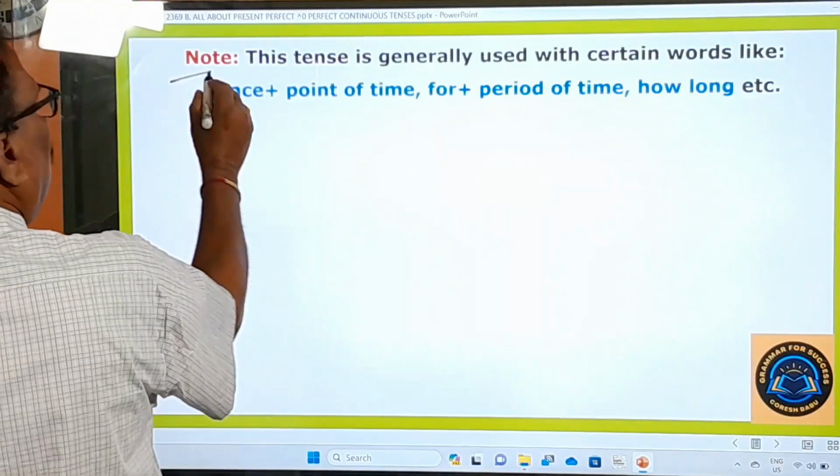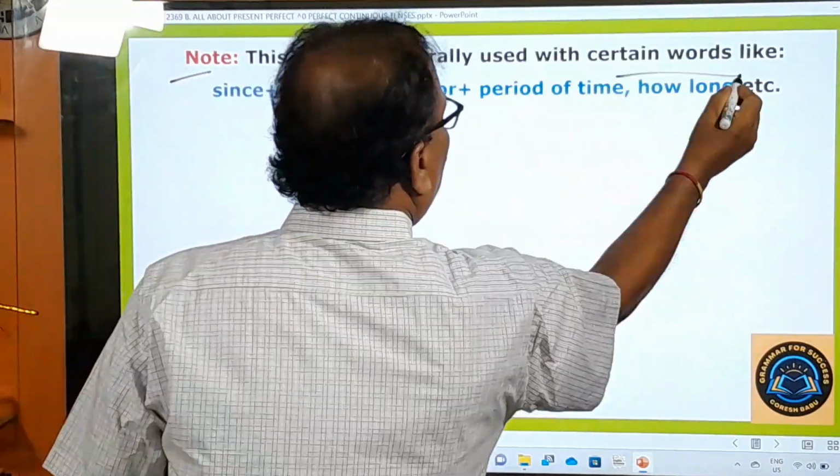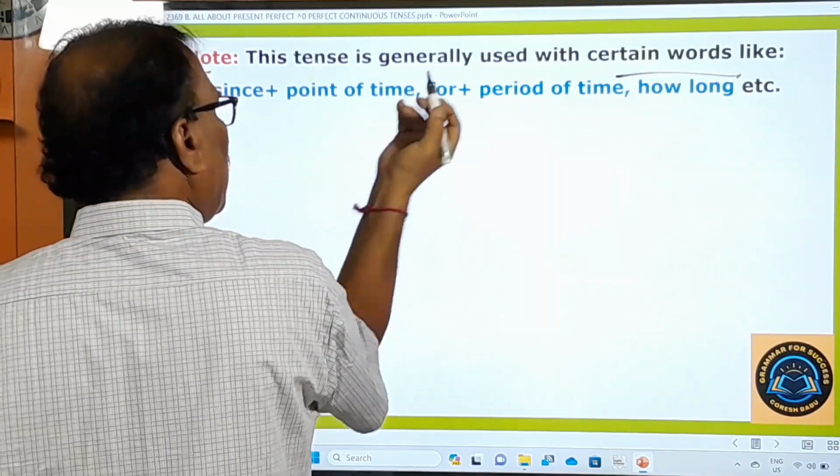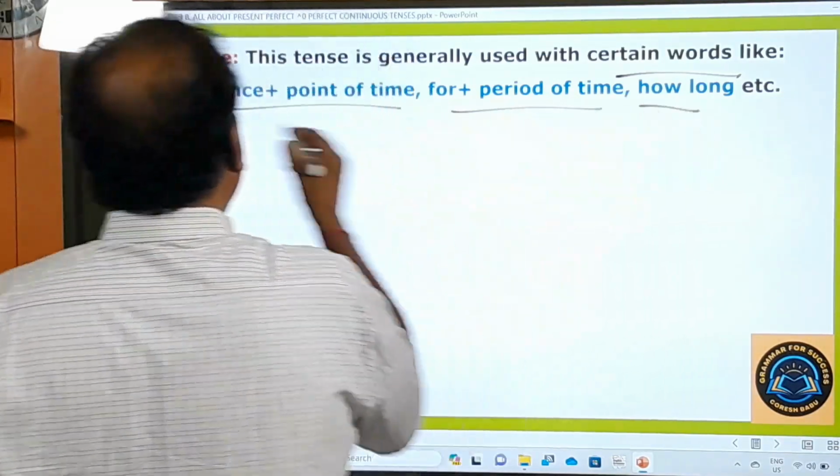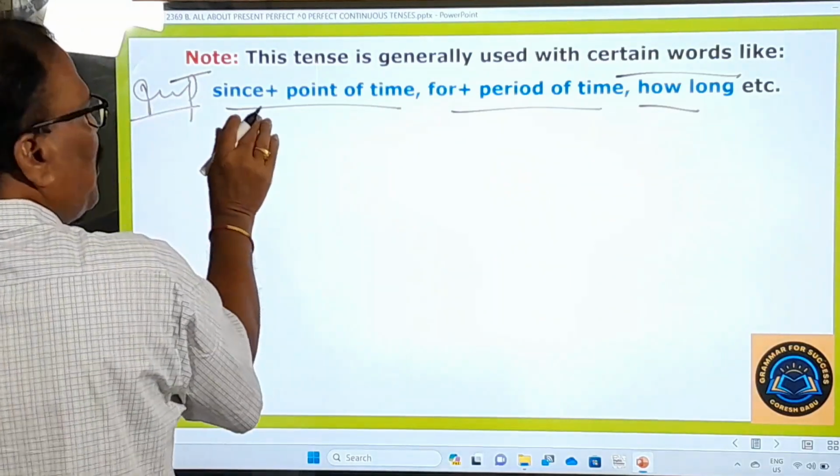And note, this tense is generally used with certain words or phrases like since plus point of time, for plus period of time, how long. Very, very important from the examination point of view.